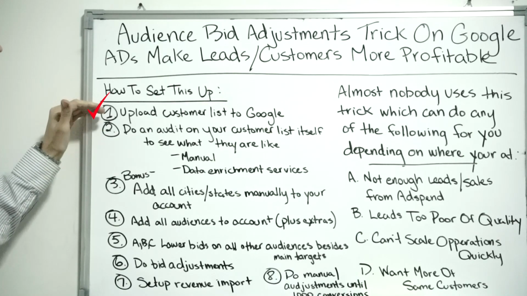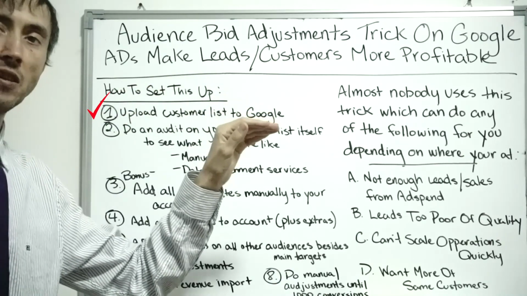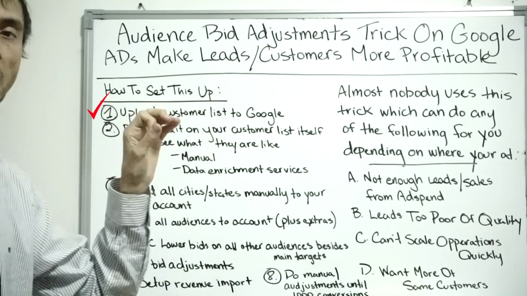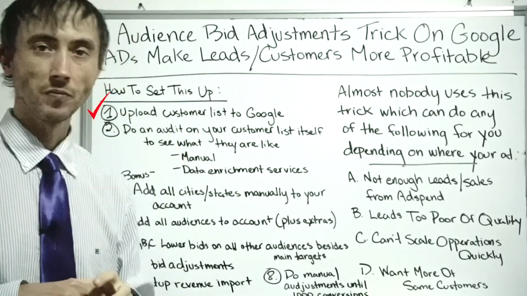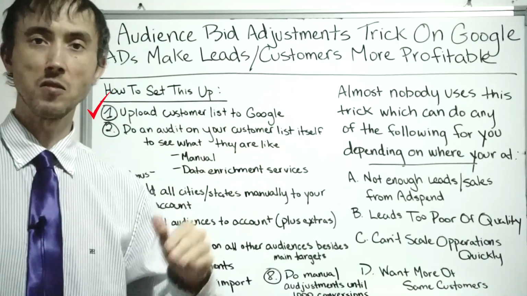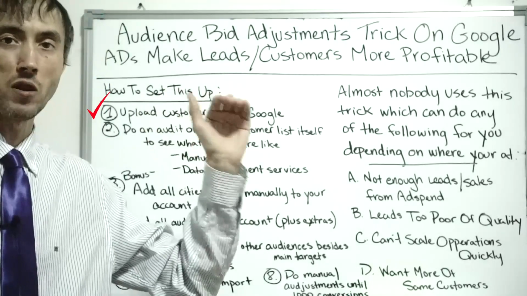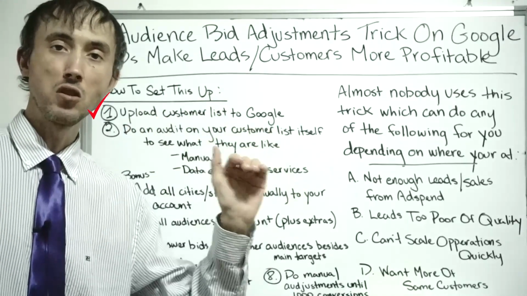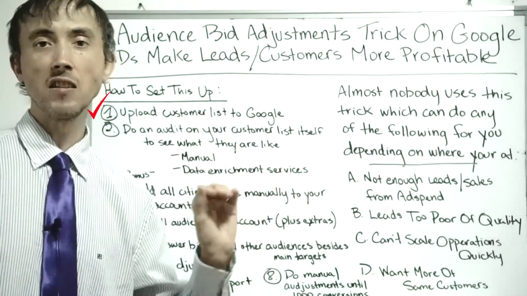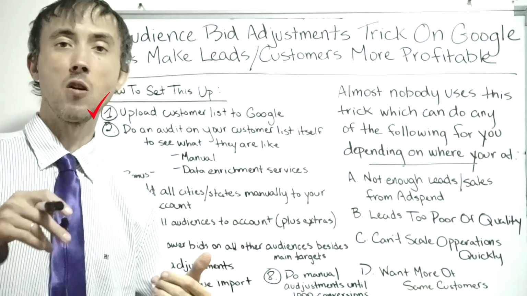First thing you do is you're going to upload your customer list to Google if you haven't done that already. And then in the Audience Insights menu, under your audience menu in your ad account, it'll tell you the traits that the customers you do have share.